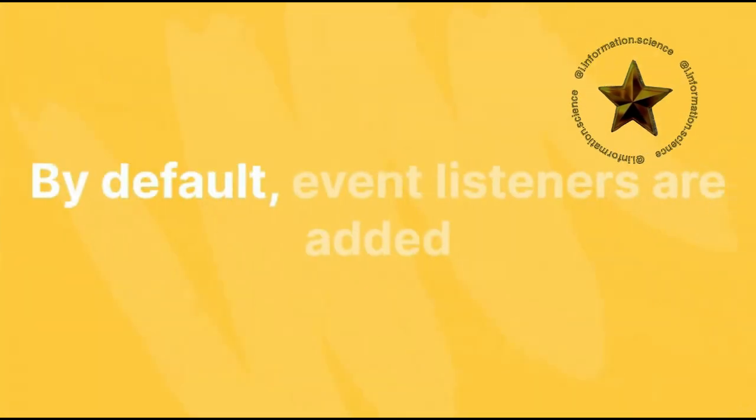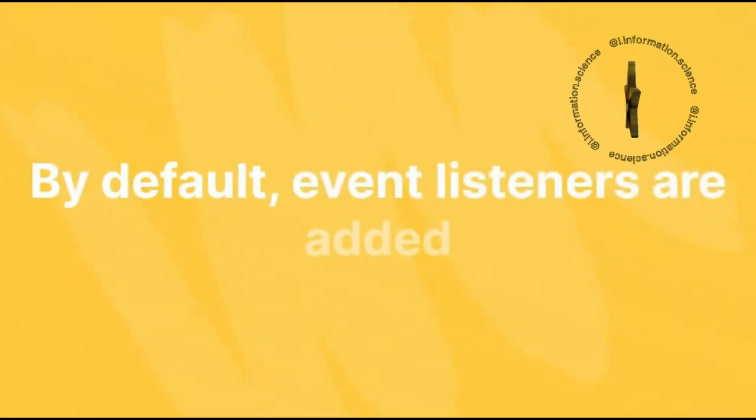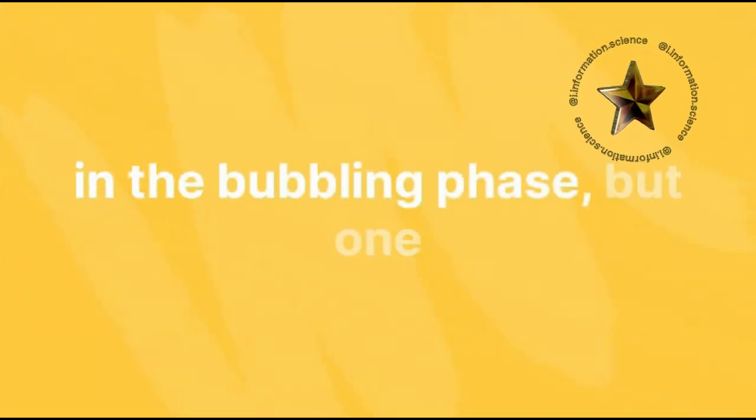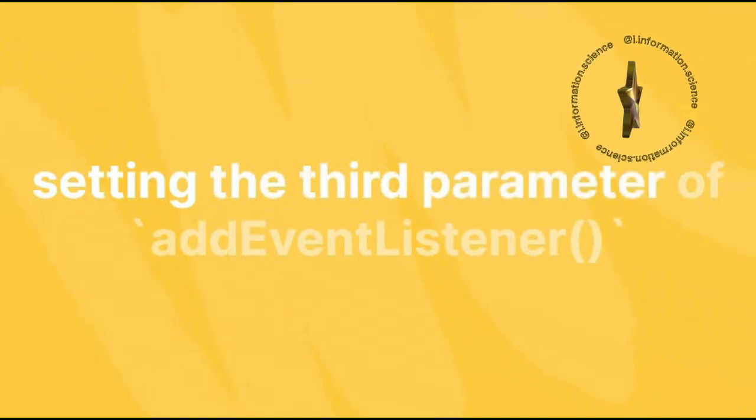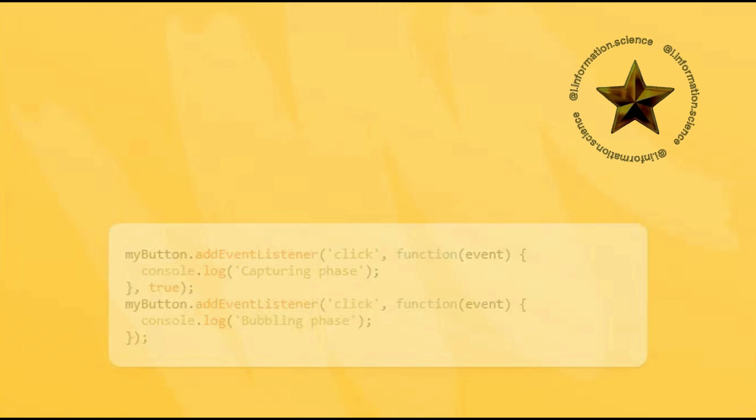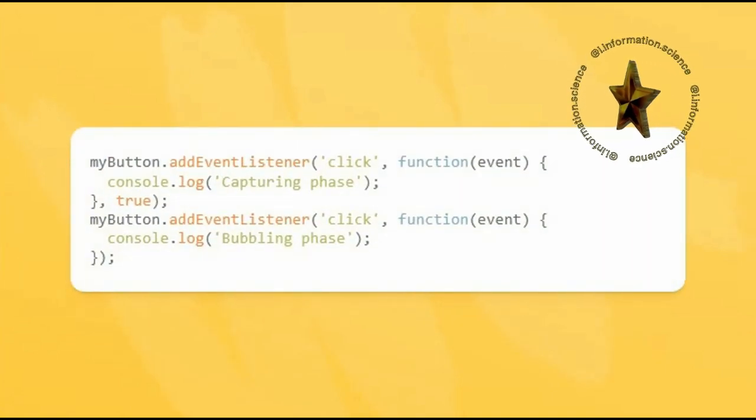By default, event listeners are added in the bubbling phase. But one can specify the capturing phase by setting the third parameter of addEventListener to true. In this example, the capturing phase message will be logged first, followed by the bubbling phase message.